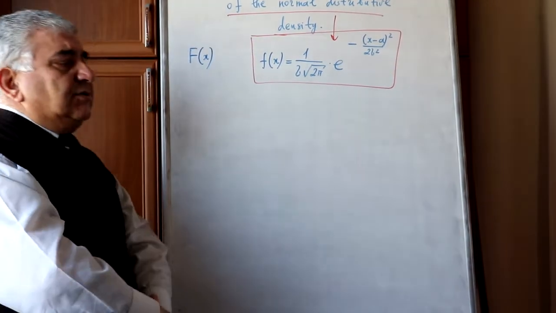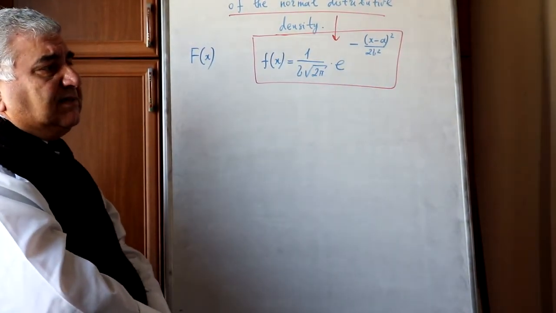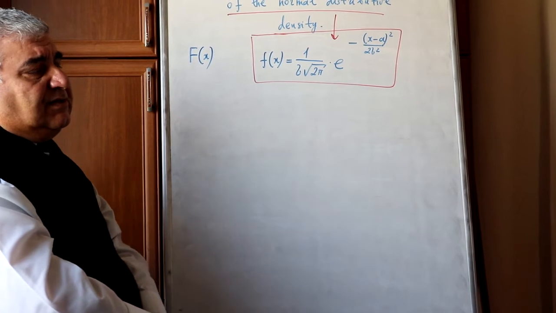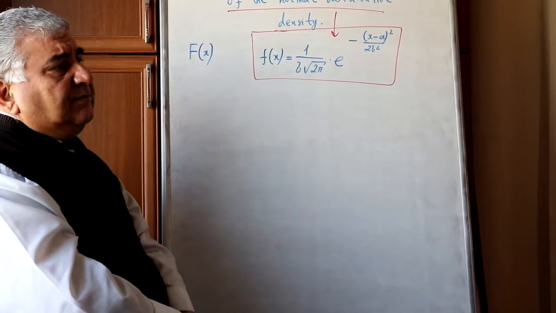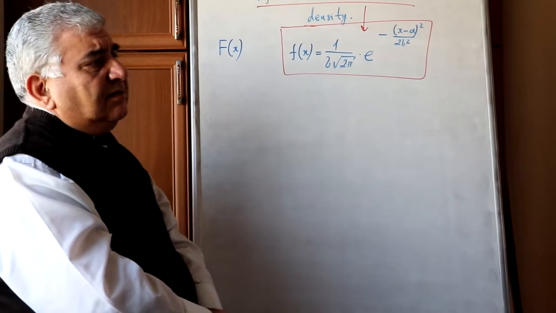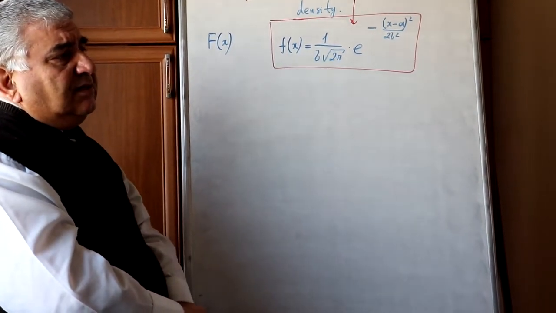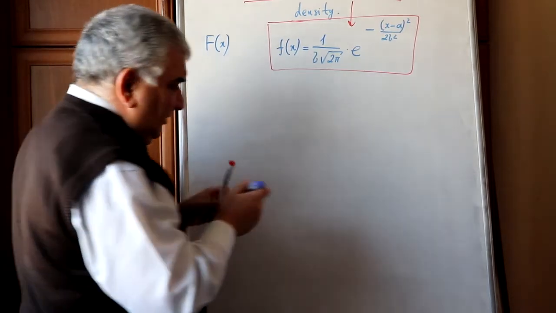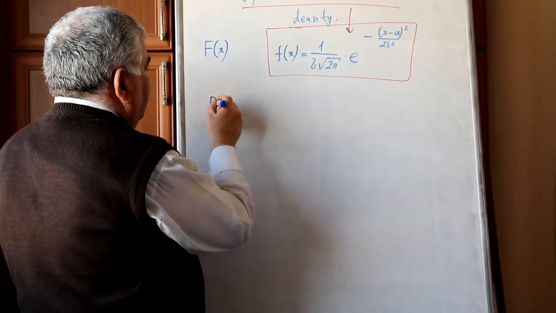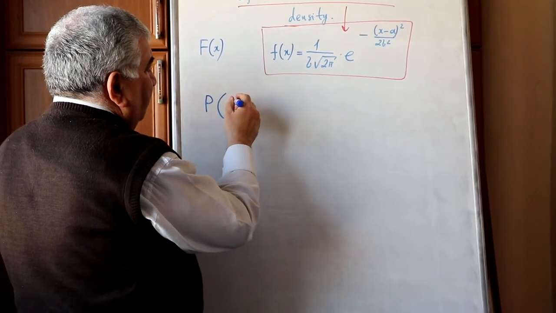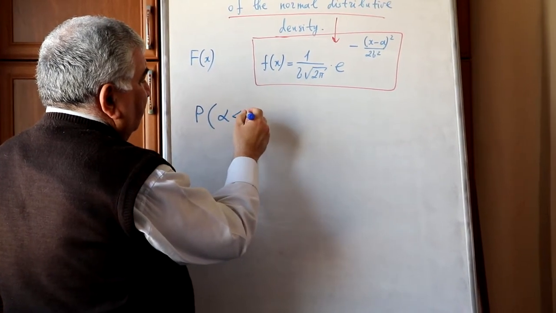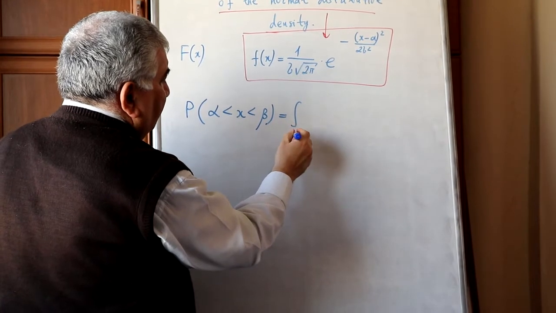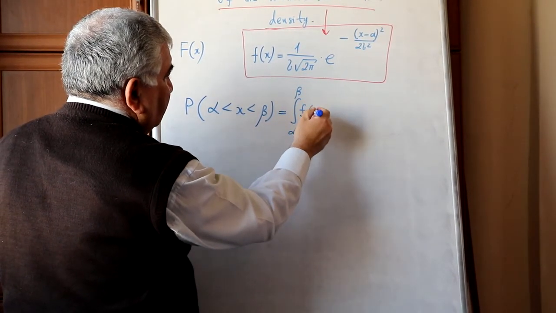Then also you remember that the probability that the continuous random variable will belong to the interval alpha beta is defined by the following formula: P of alpha is less than x is less than beta equals the integral from alpha to beta f little of x dx.